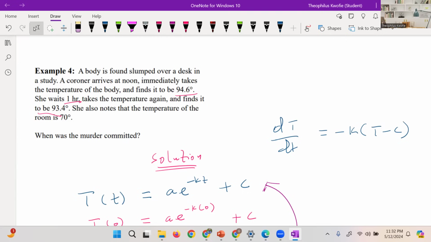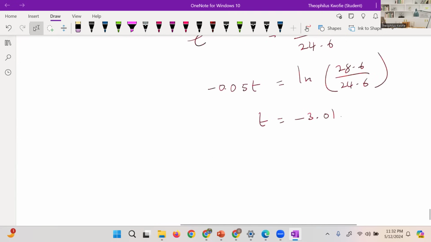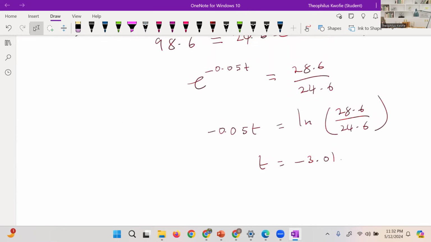Now, if that's the case, how do we interpret this result, which is t equal to minus 3.01? So since t equal to 0 represents noon, it just means that the time of death was about 3 hours earlier. Is that okay? Remember, this result is minus. So if you have t equal to, remember your t is time. If time is negative, it just means that you have to move backward. You have to read backwards, right? So it just means that the time of death was about 3 hours earlier, or at about, let's say, 9 o'clock a.m. Okay, so this was the time that the murder was committed.